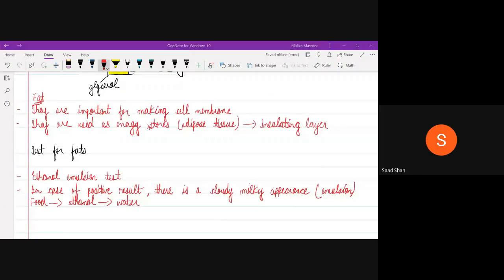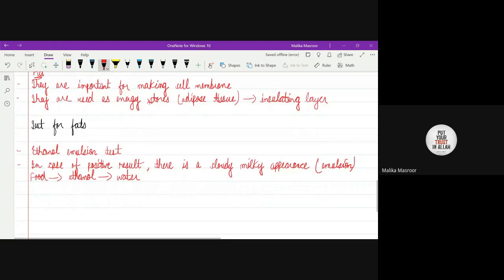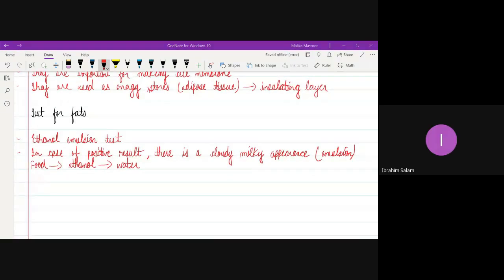Clear, miss. Okay. Anyone else? Any questions? Ibrahim, Ayla, Abdul Basit, all clear? All clear. Ibrahim, you there? All good? All clear? Yes. Okay, great.